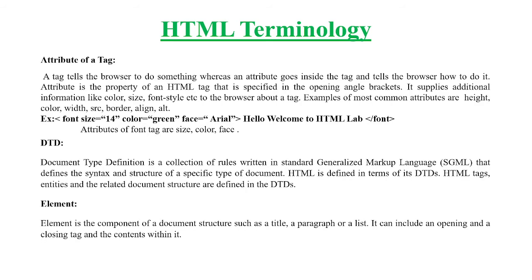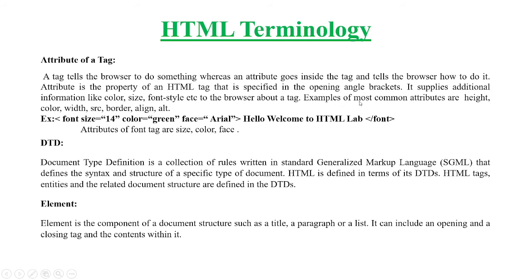Another terminology that we come across in HTML is attributes of a tag. As we all know, the tag tells the browser what to do, whereas the attribute talks about how to do that work. So a tag tells the browser to do something, whereas an attribute goes inside the tag and tells the browser how to do it. An attribute is a property of an HTML tag that is specified in the opening angular braces. It supplies additional information like, for example, color, size, font style, etc.